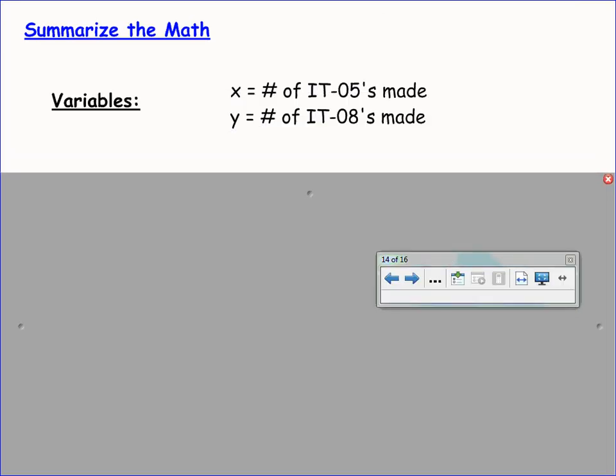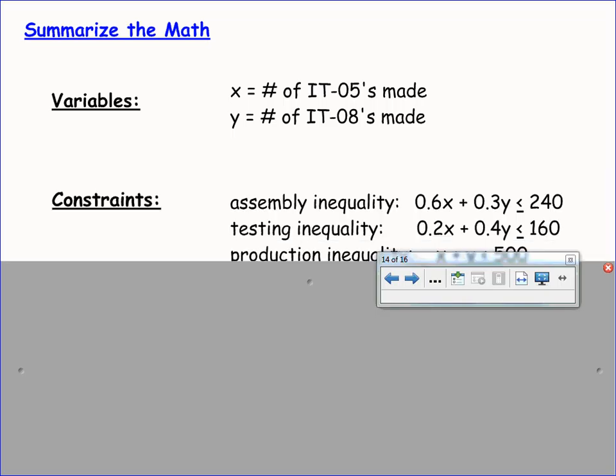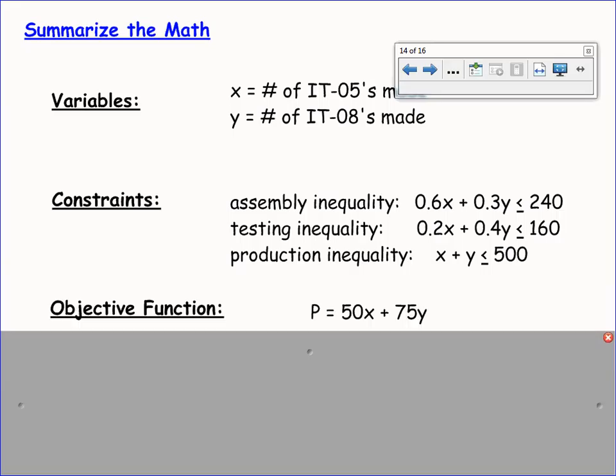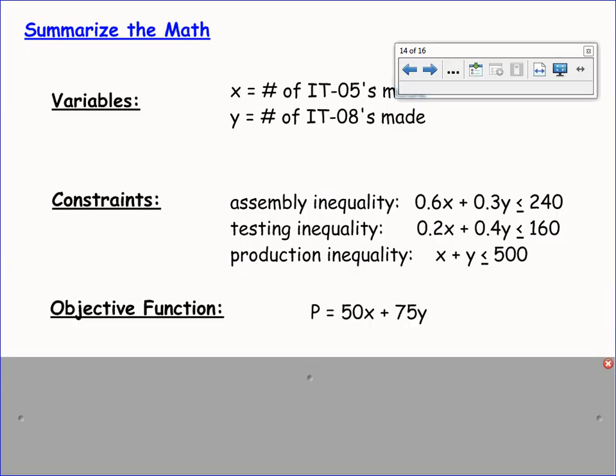So in summary, we could first define the variables. We let X be the 05 models produced. We let Y be the 08 models produced. Our constraints came from assembly, testing, and packaging. And the associated linear inequalities that represent those in symbolic form are shown. The objective function is my objective. What I'm trying to do in this case, we tried to maximize profit. So we had a profit P equals equation, and I saw everybody stamped that correctly.